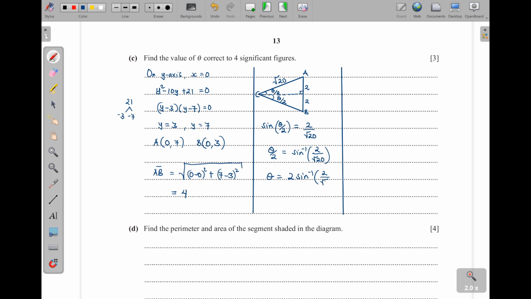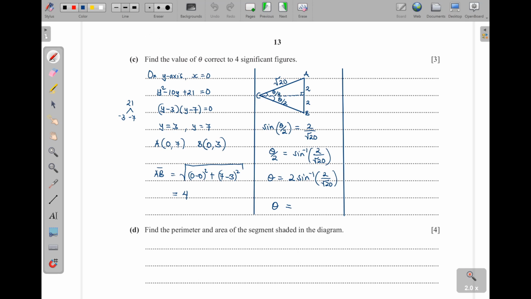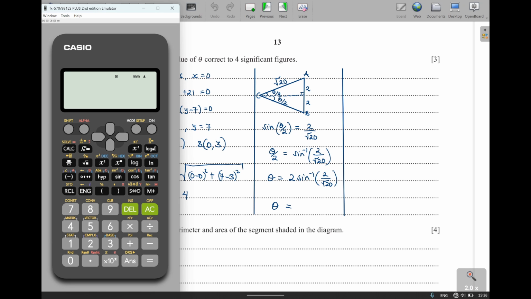Okay? Root of 20. And then they want the answer to 4 significant figures. So what are we going to have? This one has to be in radians. Did they say anything about that? Yes, they said theta is in radians. You see this one? So your calculator has to be in radians. My calculator here is in degrees, so I'll press shift, then mode, and then rad is 4. Now 2 arc sine of 2 over the square root of 20. And then this one gives me 0.9273.